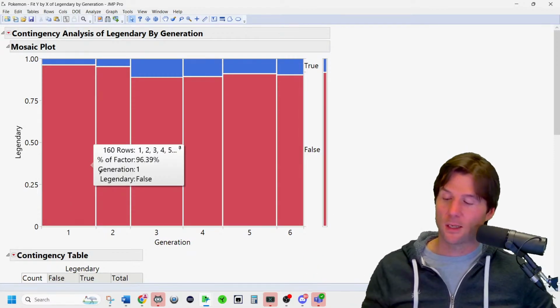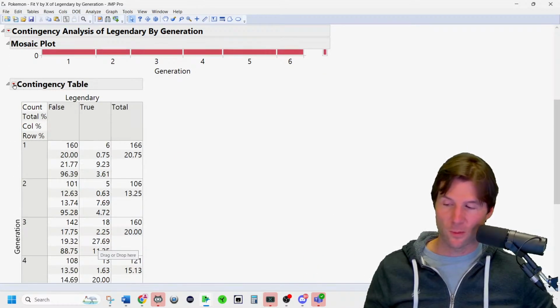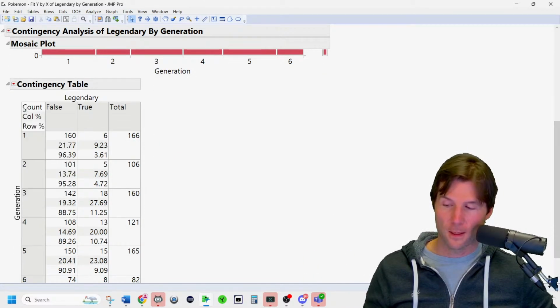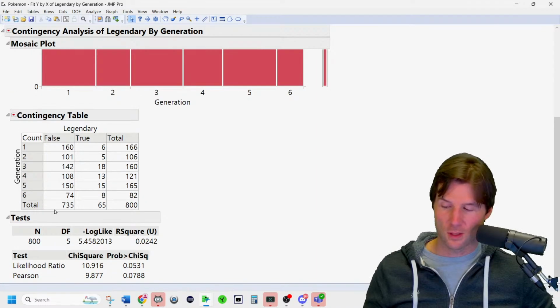This is a mosaic plot. This is a contingency table, which shows the same information, but shows the counts of the data. And right there, there's the marginal on legendary, the marginal on generation, and the conditional giving something as Gen 1.